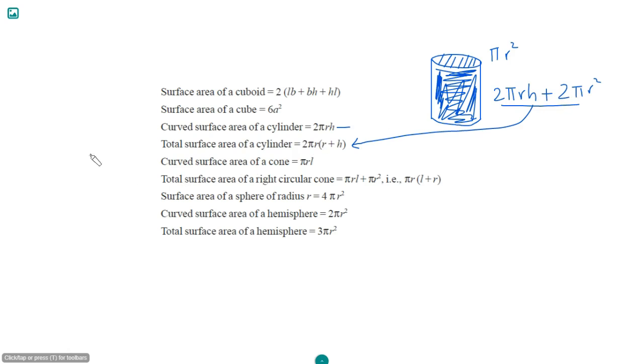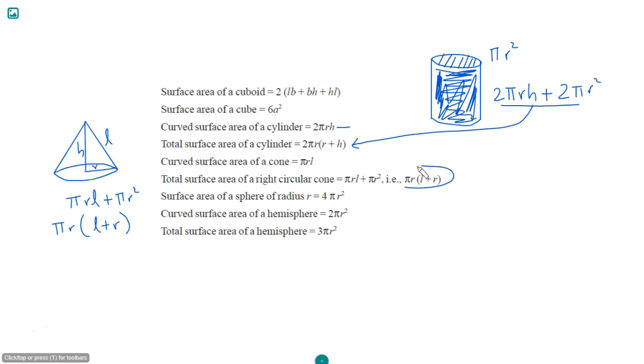Now for a cone, the curved surface area is πrl. Let's draw a cone here. That's a cone with the radius of r, a slant height of l, and a height of h. The curved surface area of the cone is going to be πrl, and the total surface area is going to be the curved surface area plus the area of the base, which is πr squared. So if you take πr out, this is going to be πr(l + r). That is how you get this formula.